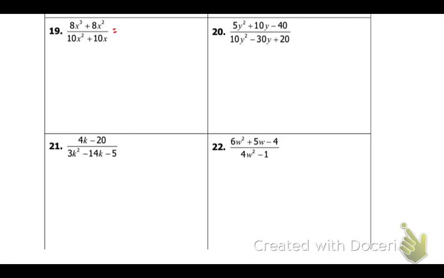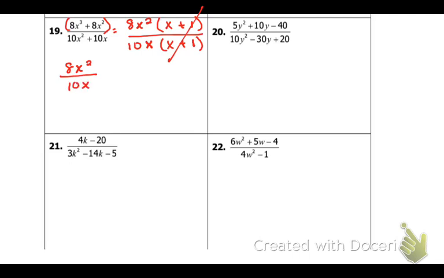So for number 19, I'm going to factor this, okay? So I can factor out an 8x squared. I'm going to be left with an x plus 1 here. Now at the bottom, I can factor out a 10x, and then I'm going to be left with x plus 1. So now if you notice this, you can cancel out your x plus 1s, which will give you 8x squared over 10x. However, the 8 and the 10 simplify as well. So I'm going to divide by 2 so I can simplify. I'm going to be left with 4 over 5.